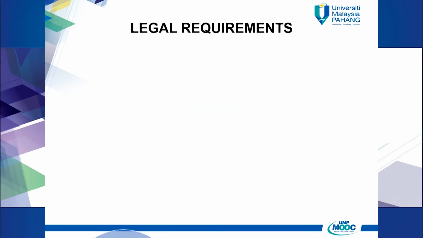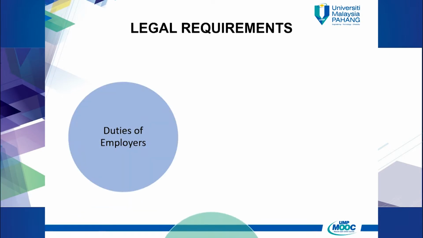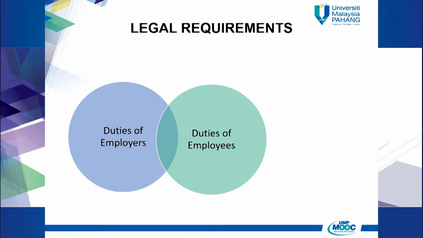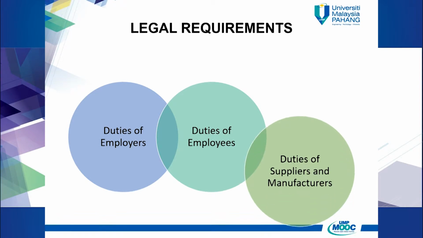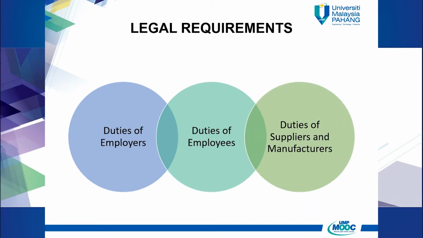The Occupational Safety and Health Act 1994 aims to secure the safety, health, and welfare of persons at work. Under the Act, employers, self-employed persons, employees, manufacturers, and suppliers have their own duties and are required to meet certain standards on safety, health, and welfare.